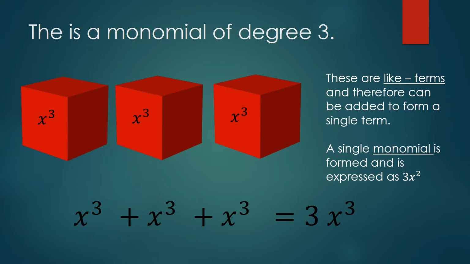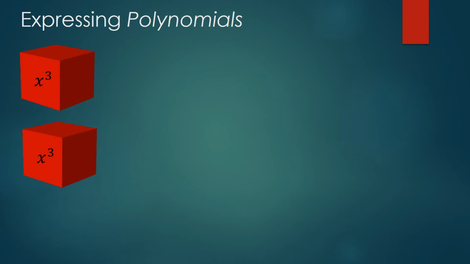These are like terms and therefore can be added to form a single term. In other words, the cubes are all the same shape, so they can be added up, and a single monomial is formed and expressed as 3x to the third. Let's look at another polynomial. You have 2 x to the third cubes, the exact same size and shape, so they're like terms and can be added. There's 2 of them, so it's 2x to the third.